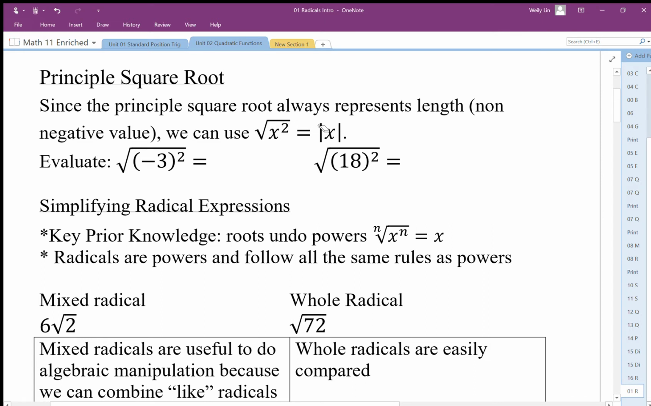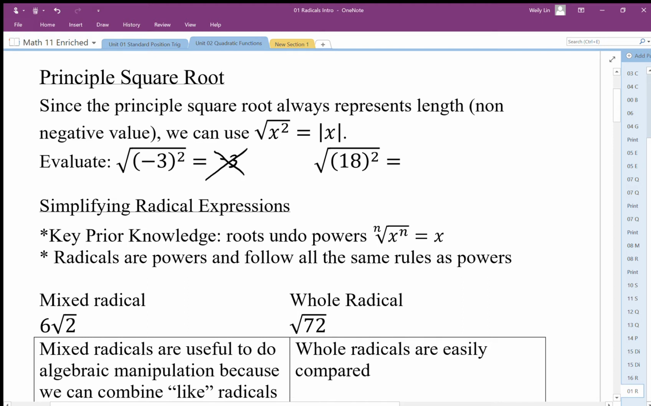Okay, so when we talk about undoing squares with square roots, we always have to consider that we're always going to end up with an absolute value term, because the square root always represents a positive, non-negative length. So if I were to evaluate something like this, the square root and square do not quite undo each other. If they undid each other, I should end up with -3. However, this is not the case.